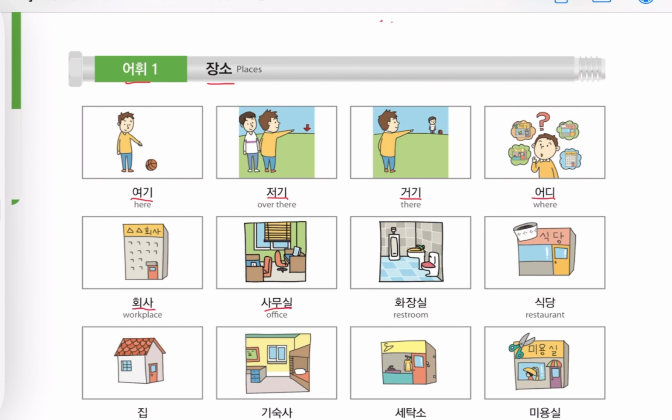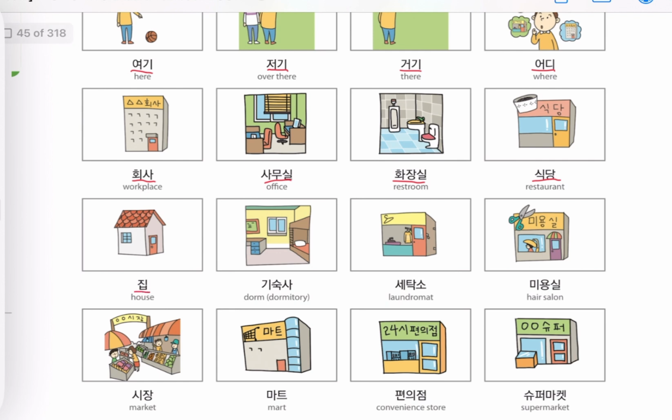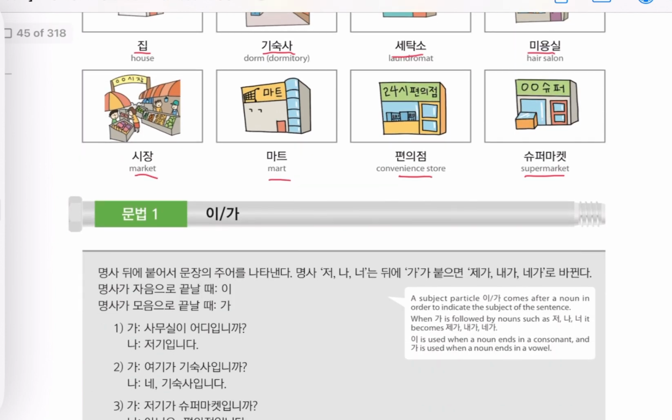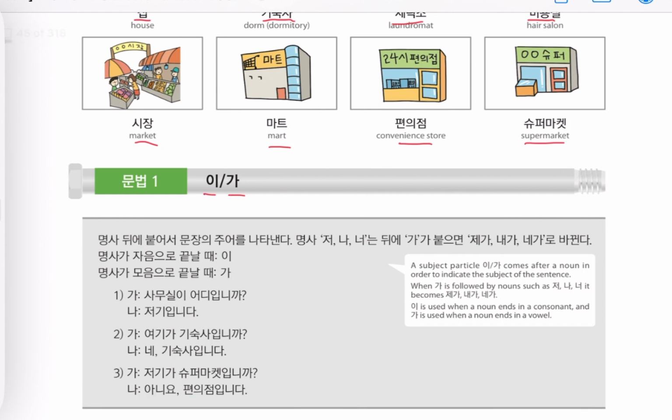회사 is company and workplace. Samushil, office. Hwajangshil, washroom. Shikdang, restaurant. Chib is home. Gisuksa is dormitory. Se thakso, laundry shop. Miyongshil, hair salon. Shijang, market. Math is mart. Pyeonijom, convenience store. Supermarket is supermarket.